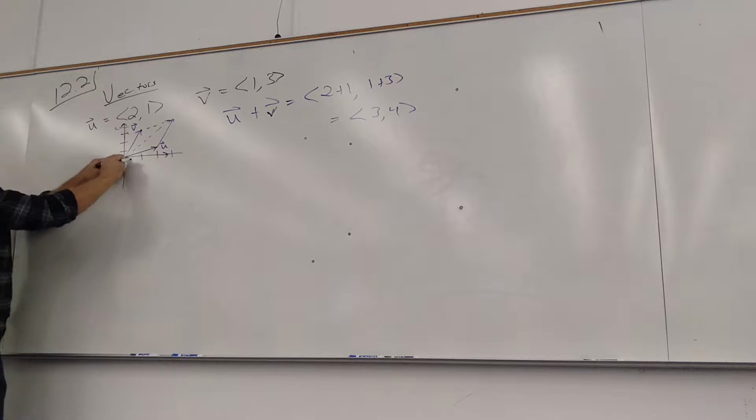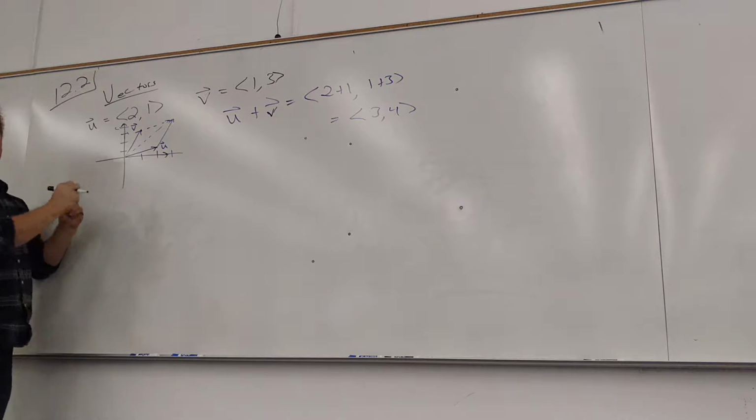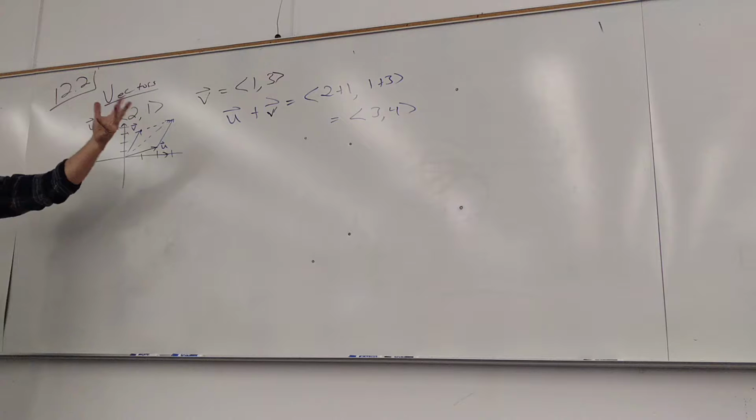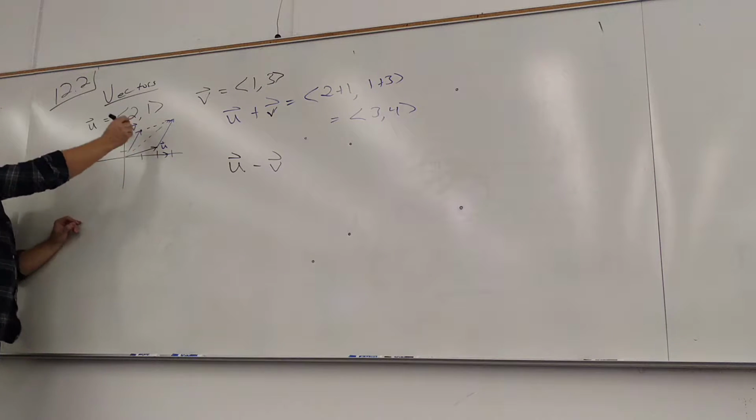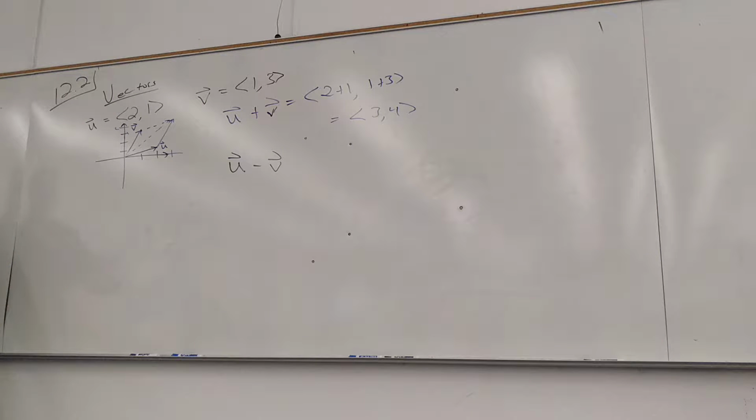Right? So where's this vector end up here? Where's this vector end up here? So where should u minus v be? It should be sort of somehow here. Let me see if that makes any kind of sense. So there's a few ways I can explain this. That's one way I can explain subtraction.